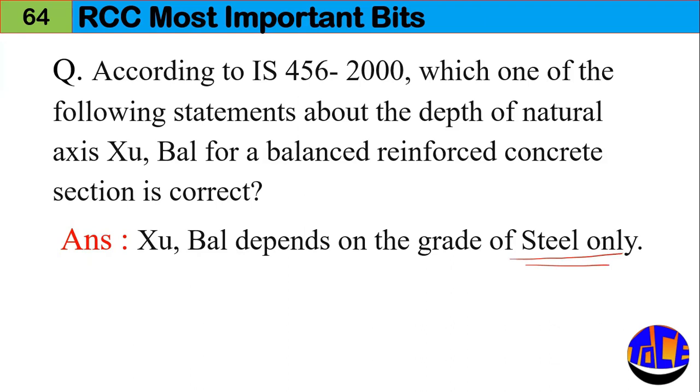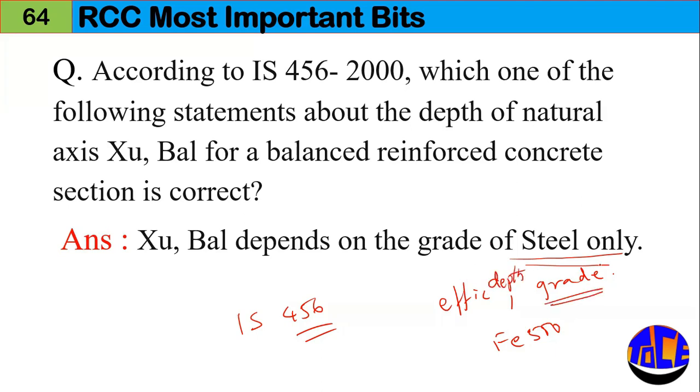So the balanced neutral axis, or the critical neutral axis, will depend on the grade of steel. Whatever values are provided in IS 456, those are based on the effective depth and the type or grade of steel. For Fe 500 you have one value, for Fe 415 you have a different value. We'll see those values in the next slides. So remember, the balanced neutral axis depends on the effective depth as well as the grade of steel.